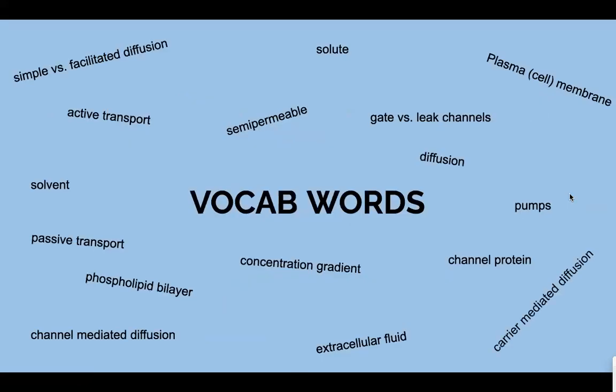So next we have our vocab words. We are defining a lot of words, which include plasma membrane, phospholipid bilayer, extracellular fluid, channel protein, and you get the idea. They're all imaged on the screen. So the vocab words related to the structure and function of the cell membrane include plasma membrane, the outermost boundary of a cell composed of a phospholipid bilayer embedded with proteins, separating the cell from its external environment.